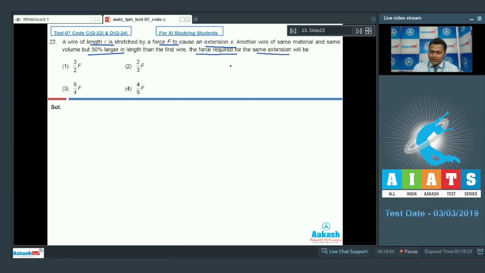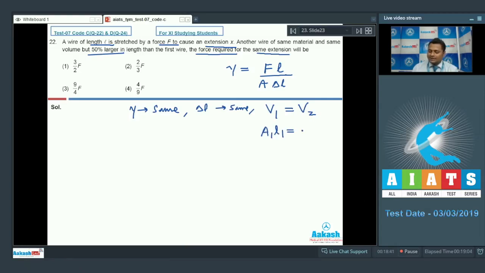Now we know according to Hooke's law, Young's modulus is given by force multiplied by actual length divided by area multiplied by extension. Here in this case, the wires are of the same material, so Young's modulus for them will be the same. Extension for them is also the same as given in the question. Their volumes are the same, V1 equals V2. We know for any wire the volume is given by area into length. So A1 L1 equals A2 L2.